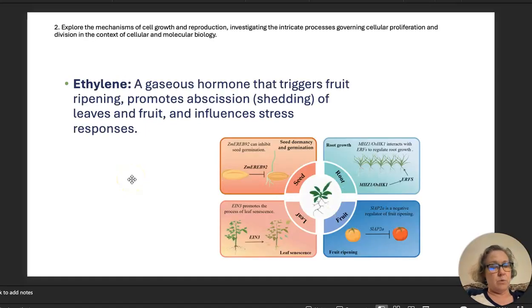Ethylene is a gaseous hormone that triggers fruit ripening. It promotes shedding of leaves and influences stress response. So your ethylene response is, very often they will pick fruit when it is not ripe. They will put it on a truck and then they will gas it with ethylene at the destination so that it doesn't get squishy and rot on the truck ride over.